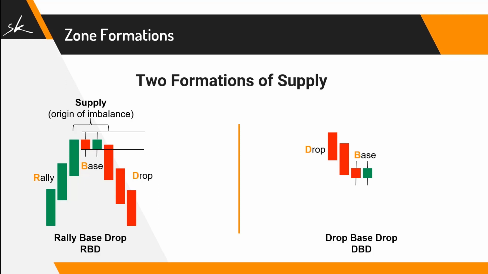After some time, price starts moving down. The only logical reason for prices to move down has to be more supply. This move to the downside is called a drop. Now we wrap the origin of imbalance, the basing, with two horizontal lines and call it our supply zone.